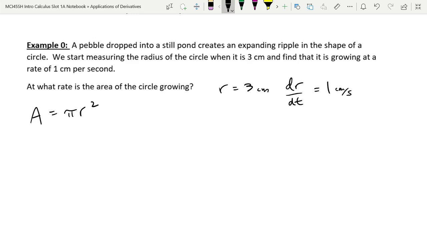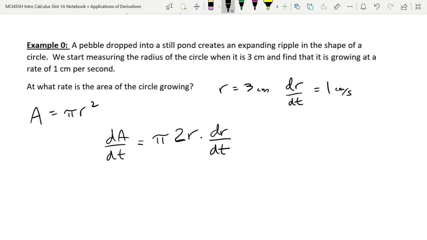How am I going to find dA by dt? Well, I'm going to find the derivative of A with respect to t. So the derivative of A with respect to t is pi times, now here's the problem, this of course isn't A, so I have to kind of use chain rule on this, right? So I'm going to have to say that this is 2 times r times the dr by dt.